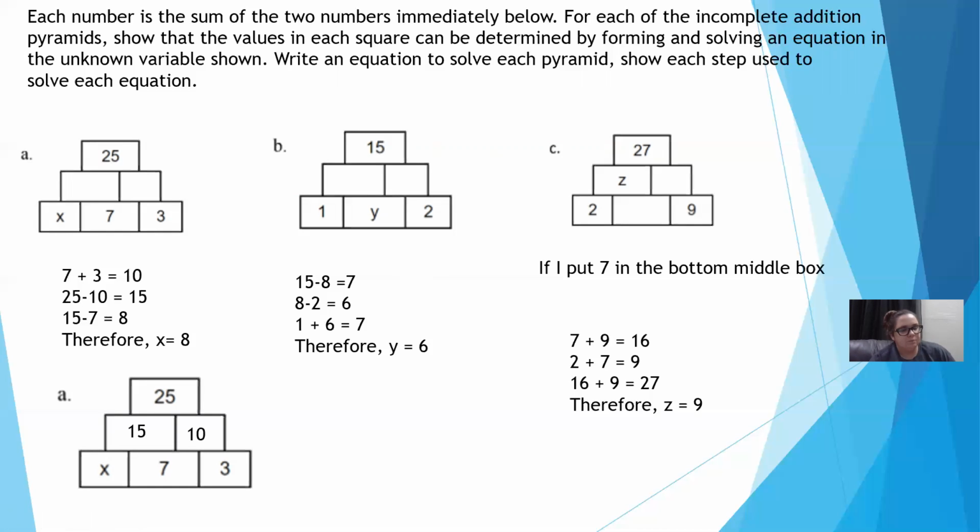So since 7 was given, 7 plus 3 equals 10, so that's how we got that. And then your 25 minus 10 equals 15. So this will be 15 because your 15 plus 10 will equal 25, just to check it. And then your 15 minus 7 equals 8. Therefore, x is going to equal 8. And then I filled it out down here.